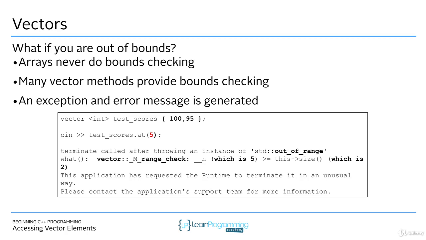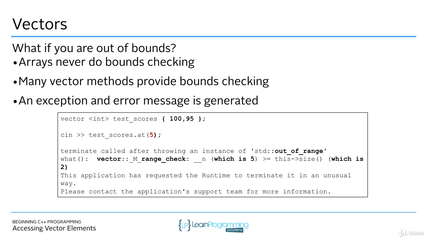In this case, I bolded the important parts of the error message. You can see out of range, vector, range check, and the numbers 5 and 2. When you look back at your code, you'll see the vector has 2 elements and you want an element at index 5. You want your program to terminate or crash during testing so you can fix errors, but you don't want it to crash in production.